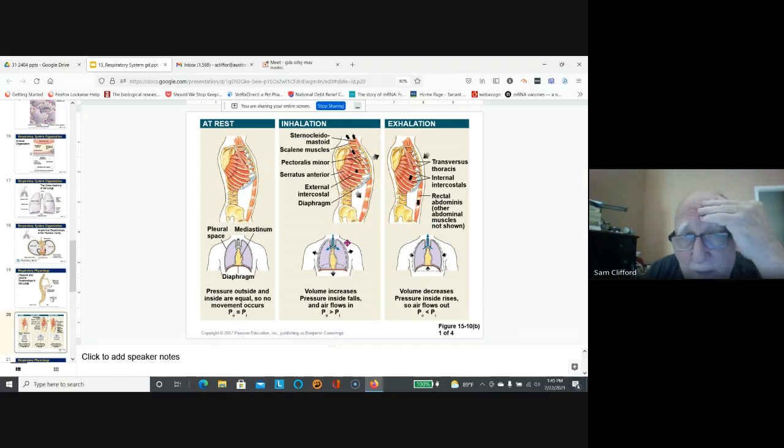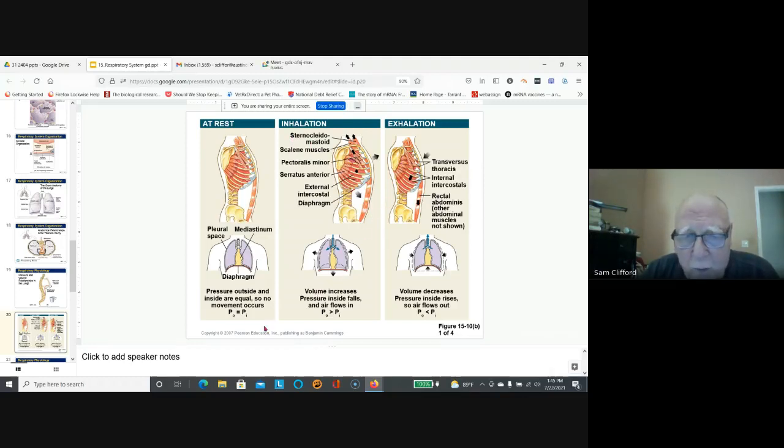And then for other muscles, external intercostals, and so on, pectoralis minor rather, these other muscles are used when you have very forceful breathing, for very, very strong inspiration, inhalation, and very, very strong exhalation.